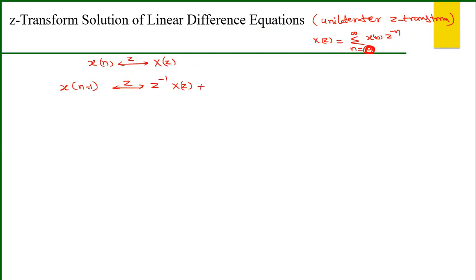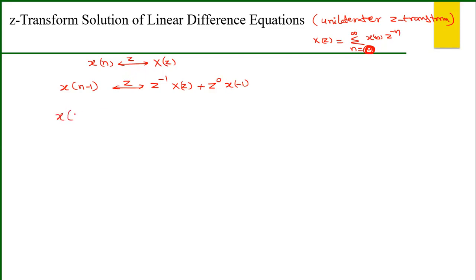plus how many terms are there? One more term is there, since n minus 1. What is that term? z power 0 into x of minus 1, because it is minus 1, meaning the negative side. That's what: z power 0 into x of minus 1.